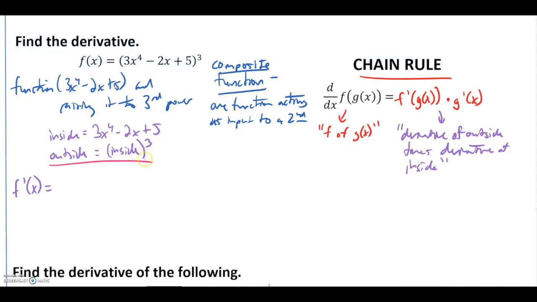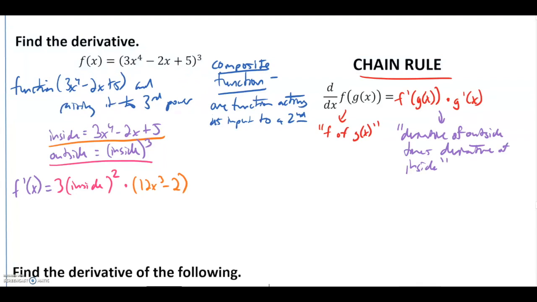So focus on this function. The derivative of something to the third power, we know from power rule, is 3 times that something raised to the second power. And we can just go ahead and keep calling that the inside. And chain rule also states that we are then going to multiply by the derivative of that inside function. So derivative of this. The derivative of 3x to the fourth is 12x cubed, minus the derivative of 2x, which is 2. Derivative of 5 is 0.